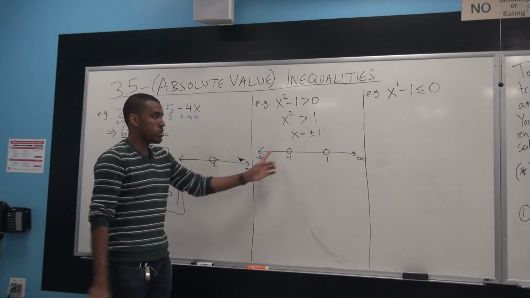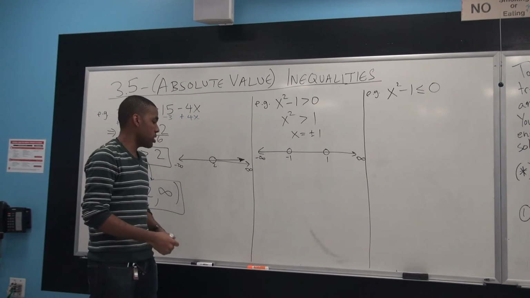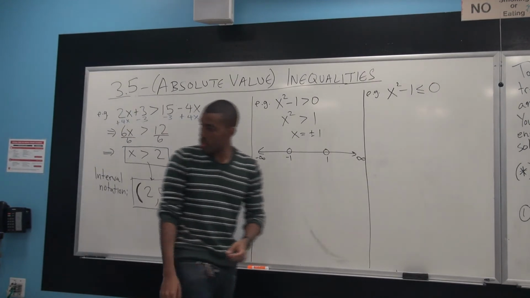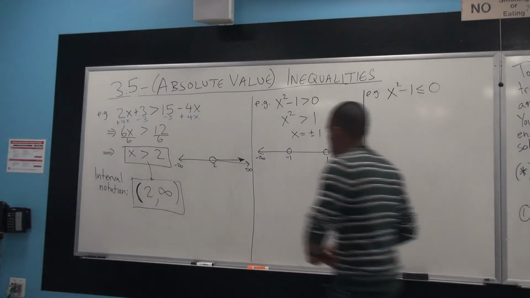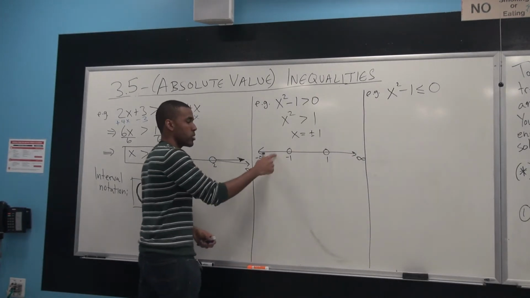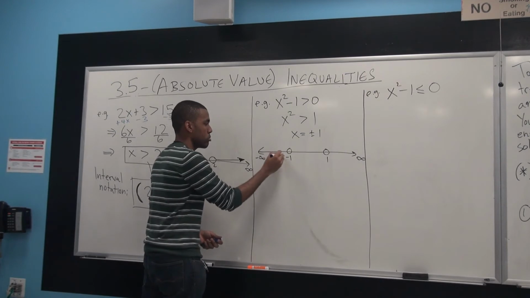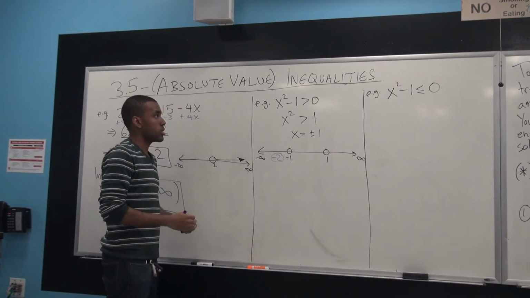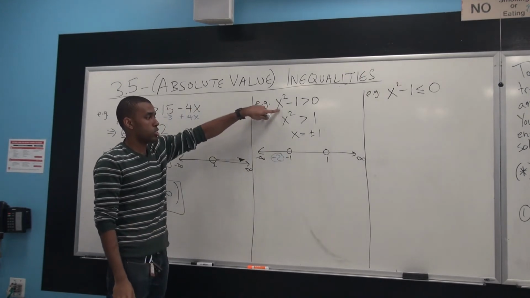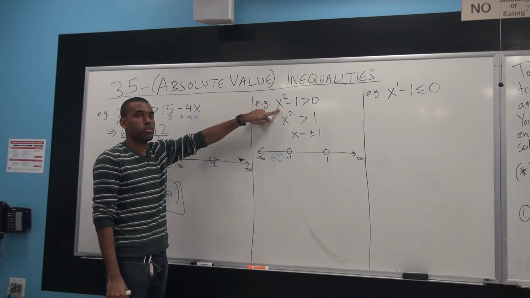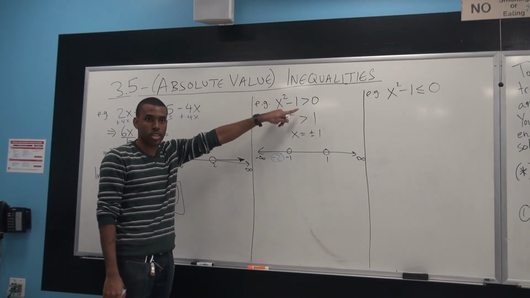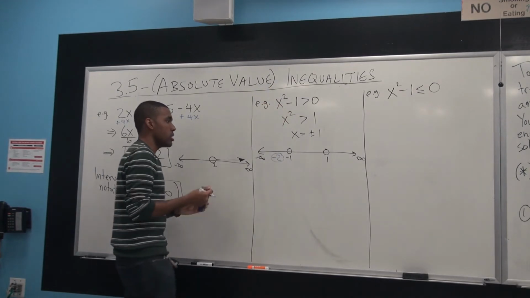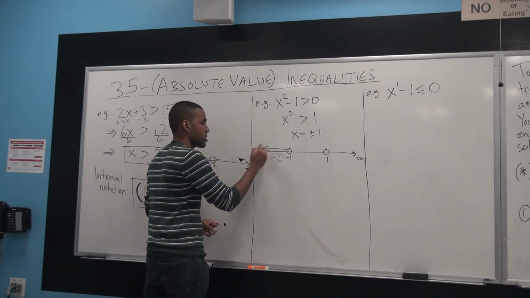Well, all you have to do is test numbers. So you plug in a number in between these. For example, you pick any random number over here, like minus 2. If I plug in x equals minus 2, is this true? Plug in minus 2, 2 squared is 4, minus 1, I get 3. That is greater than 0. So yes, this side works.